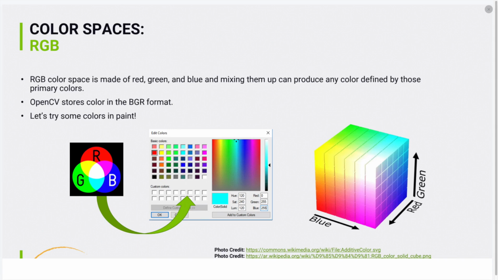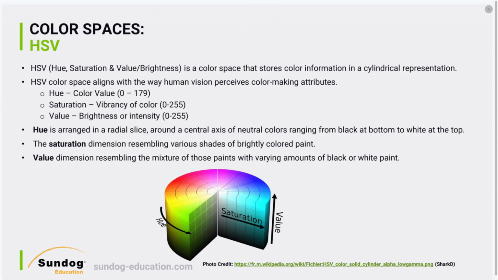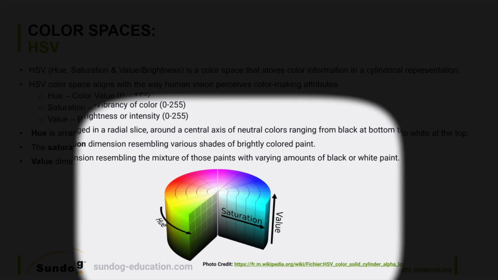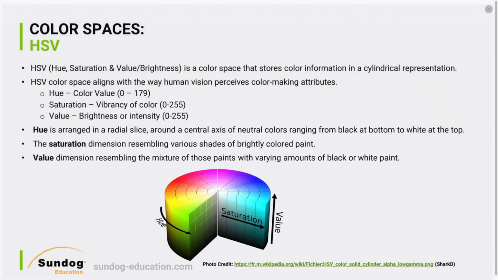The second color space we're going to be covering is what we call HSV, which is hue, saturation, and value. That's pretty much what we can see here. HSV is very important, and I personally like it because it's more intuitive. As you can see here, we can represent the colors in a cylindrical format.